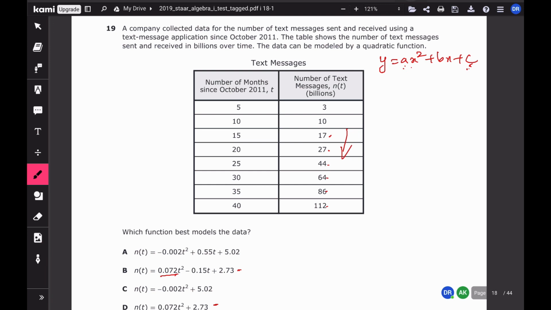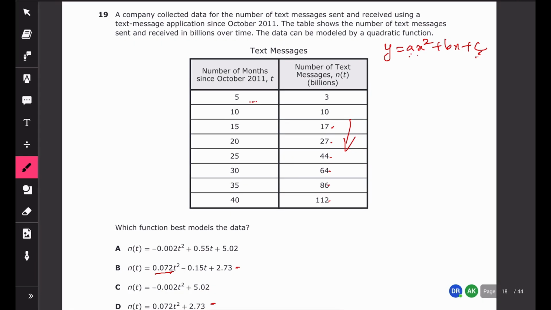So we'll just put that and see. If t is equal to 0, we'll check whether we are getting the number of text messages n of t as 3 or not. That is, n of t, we have to get it as 3. So we'll substitute and check in one of those functions. We are taking the b value. In the b function, n of t is equal to 0.07t into 5 square minus 0.15 into 5 plus 2.73.